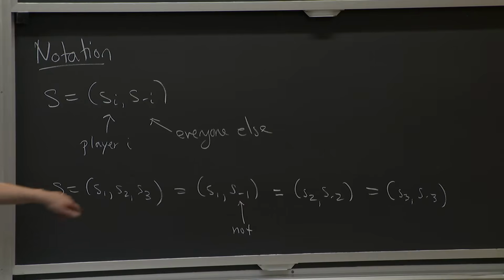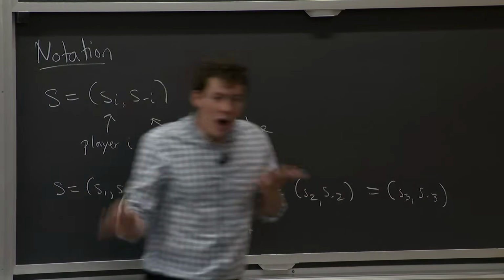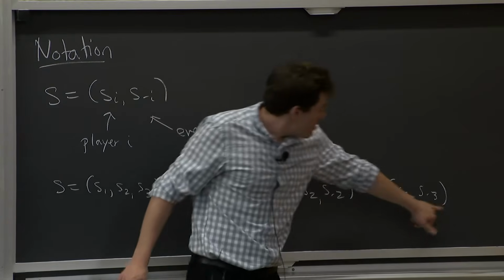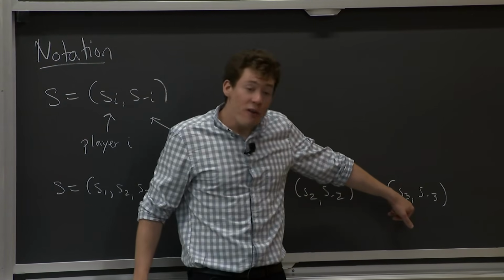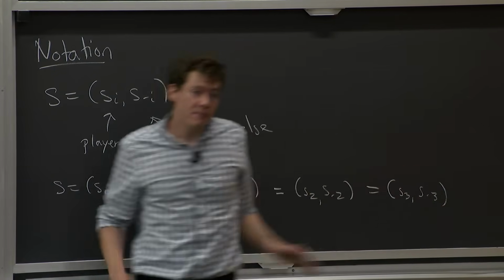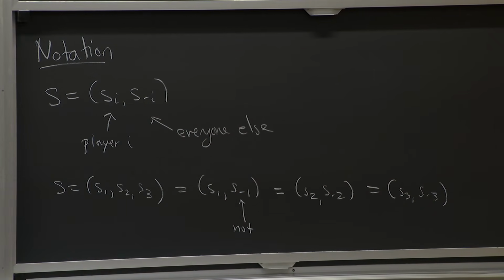And you might object that, well, S3 is supposed to come last. We're not really going to be consistent about the order. As long as we understand what this means, this is a strategy profile where player 3 chooses S3, and players 1 and 2 collectively choose S-3. It's just notation, but it's going to help us write things down more cleanly.